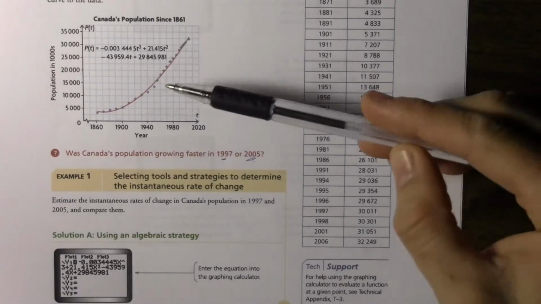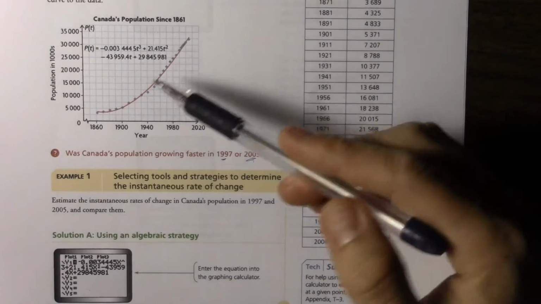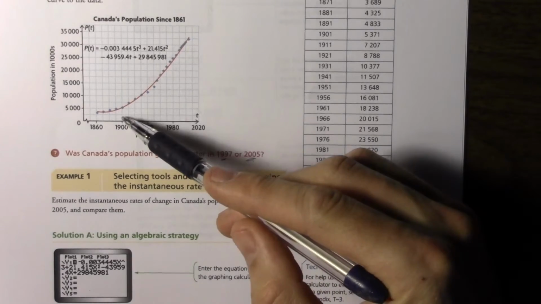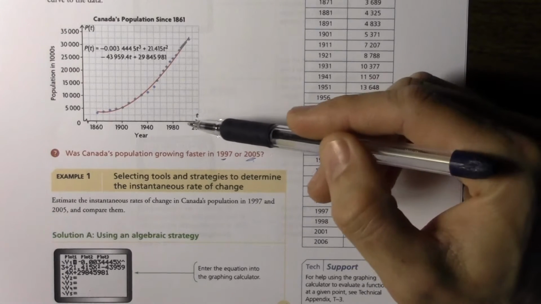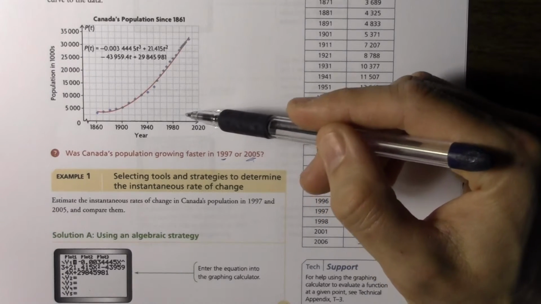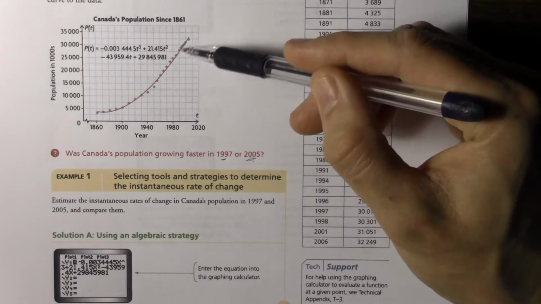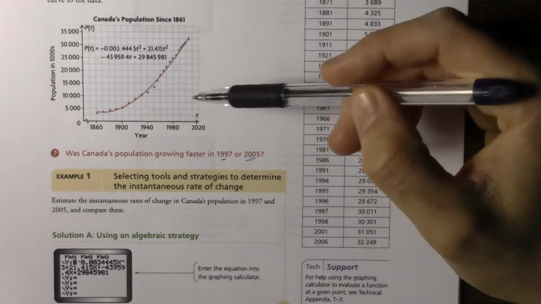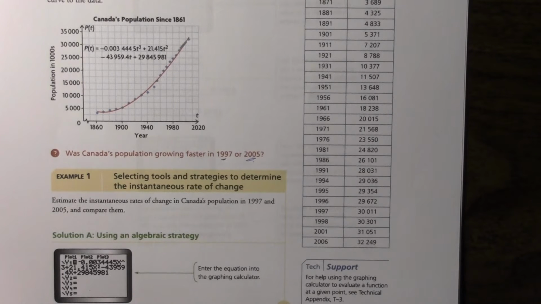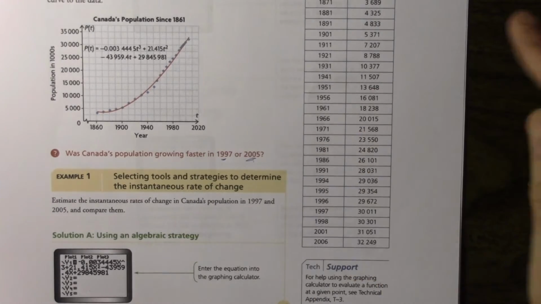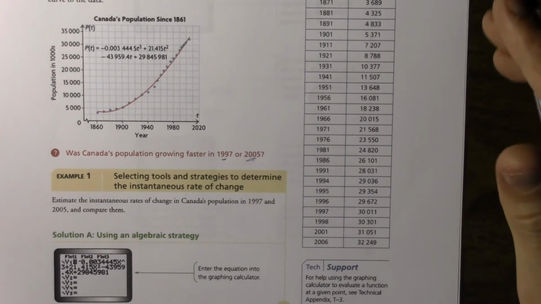We know that because it's an exponential function, and we can see that the graph is turning upwards, right? So one way we can think of it is the instantaneous rate of change at those years. If I were to go to 1997, it would be somewhere around here, and I draw a tangent. Then if I go to 2005 and draw a tangent, what I would notice is that the tangent in 2005 is quite a bit steeper, which would represent a faster rate of change. Okay, but we're going to prove that now algebraically.